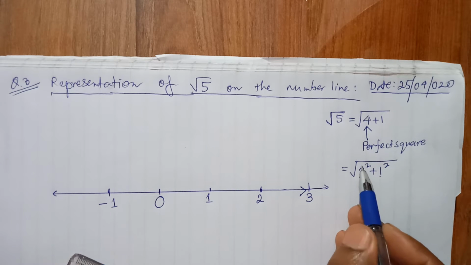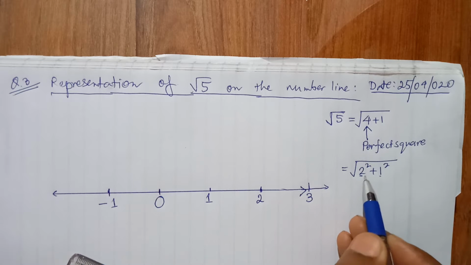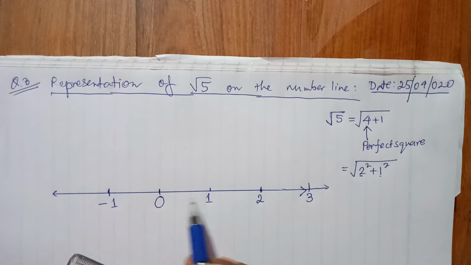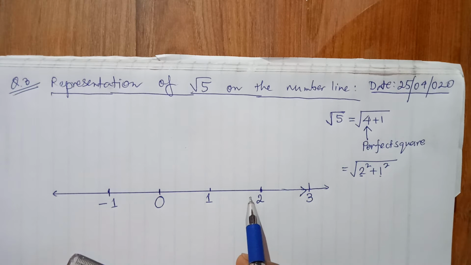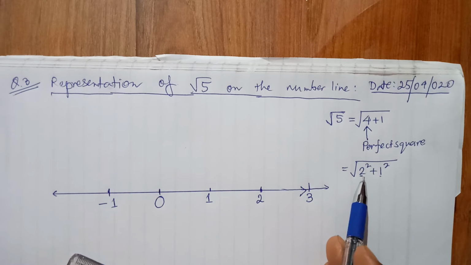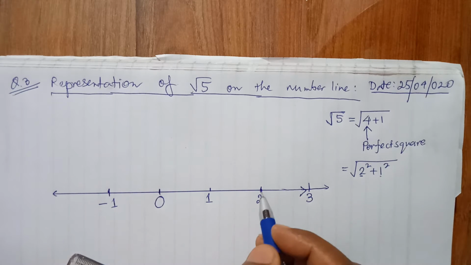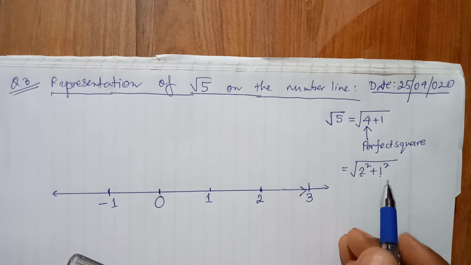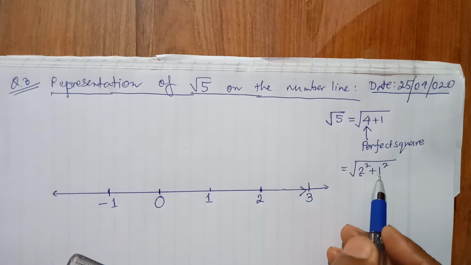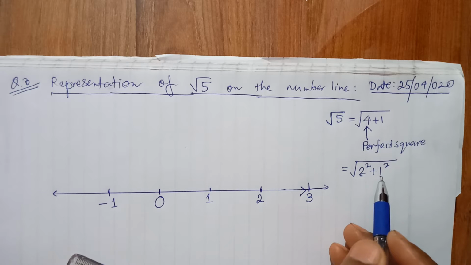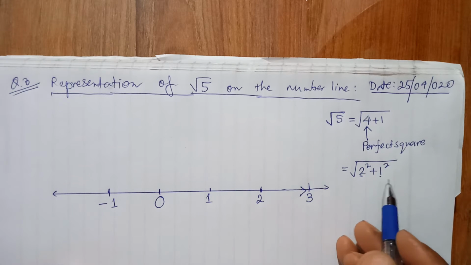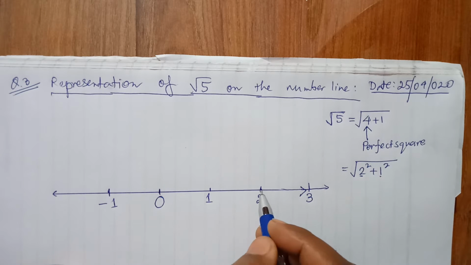The base number of the larger perfect square, we represent as divisions on the number line. So this larger number is 2 square, so the base number is 2, so 2 will represent 2 divisions on the number line starting from 0. So up to here it will come. Then the next number is 1. So where to represent 1? To represent 1, you have to draw a perpendicular at this point.